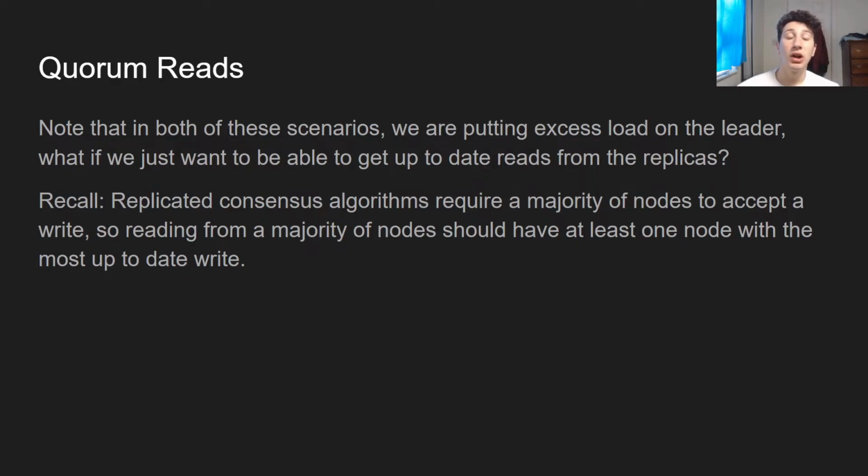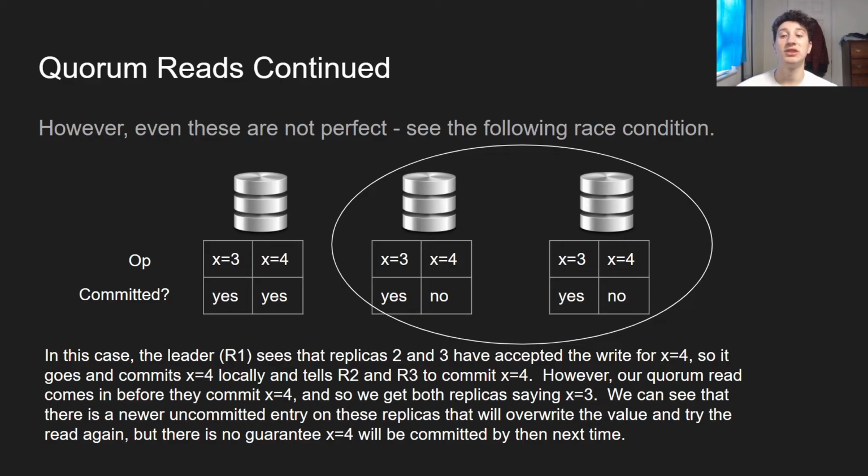So the first thing to recall is that all of these replicated consensus algorithms require a quorum of nodes in order to accept and eventually commit a write. So what that means is that if I am to read from a quorum of nodes, I should be able to get an up-to-date value basically for any key. However, that's not necessarily true. So let's look at this following race condition.